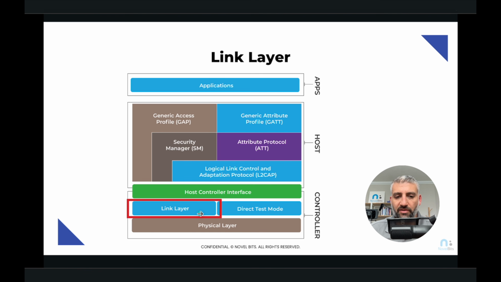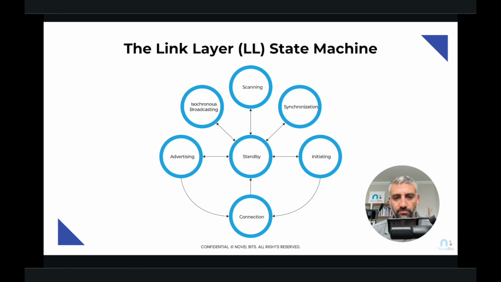The link layer specifically is the most complex part of the system, but understanding it is really crucial. So we'll just dive into it a little bit and talk about the different states and the state machine in the link layer. There are multiple states in the link layer. Standby is the idle mode, basically, where the radio is not on or it's not doing anything. There's no data being sent. Nothing is actively being done by the embedded device, by the Bluetooth Low Energy device.